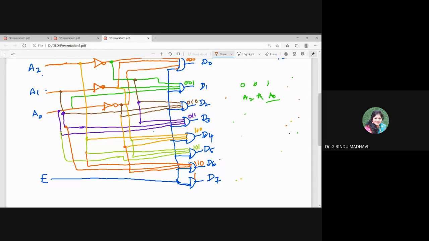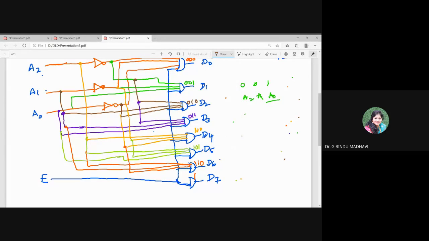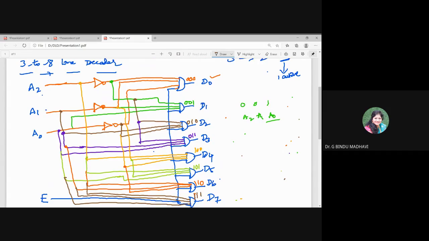Next, D7 is all ones. All ones, right? Yes, ma'am. So I am considering this one. Next one, 1. And the next one is 1 here. Okay. So in this way, you can draw the circuit based on the input and output combinations.